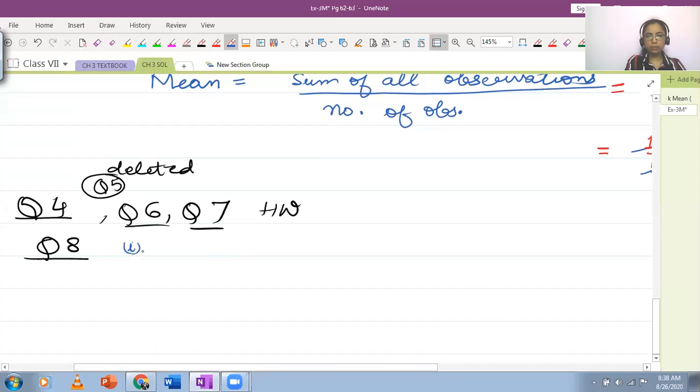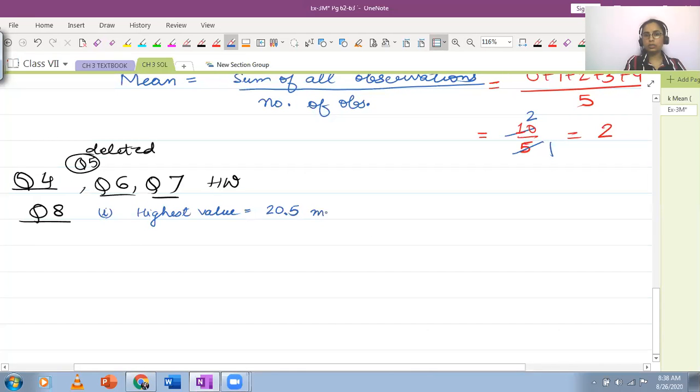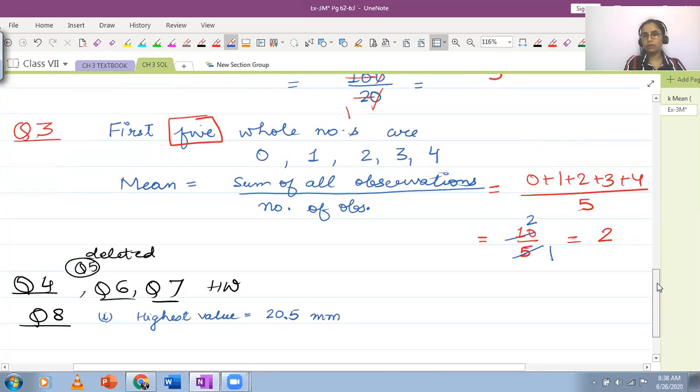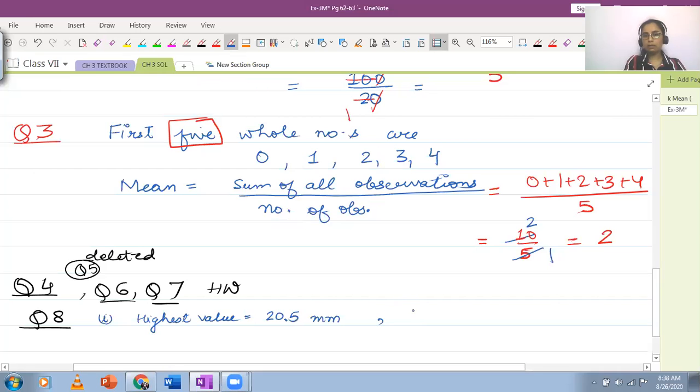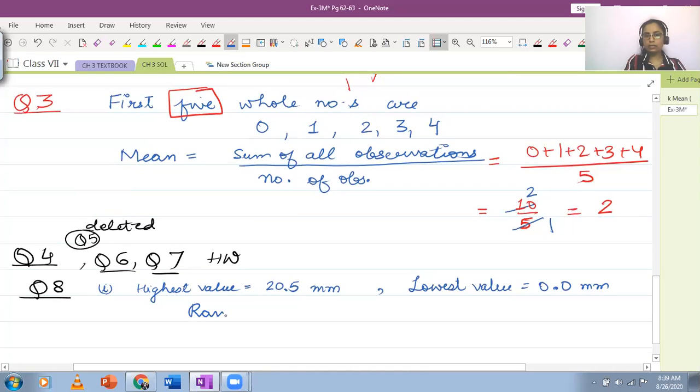For the first part, I'm going to write down the highest value. Highest value is 20.5, and remember it's in units, so 20.5 millimeters. And then we have the lowest value. Lowest value is 0.0 millimeters. So range will be equal to 20.5 minus 0.0.